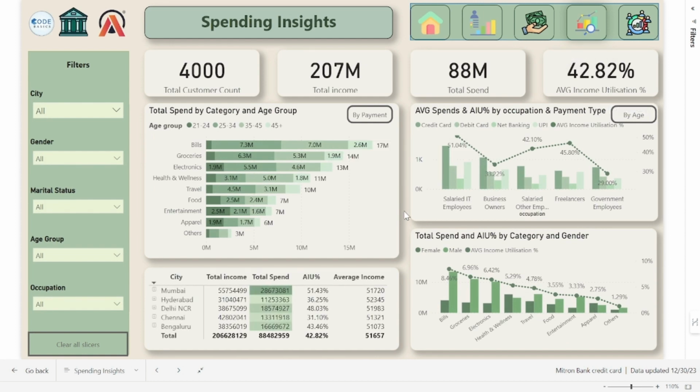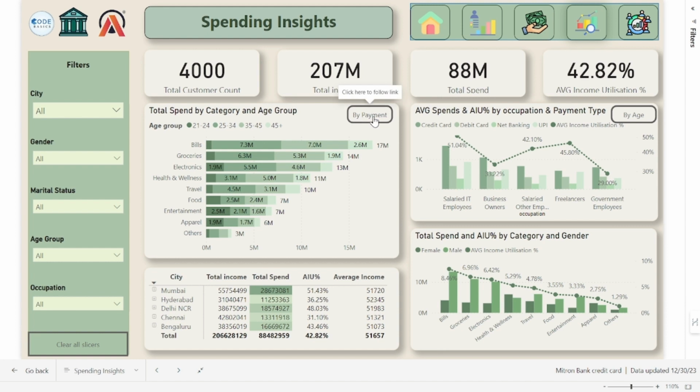This is the spending insights report. At the top we have the same KPIs, and this chart shows the total spending by category of different age groups. Looking at this chart, we can say that the 25 to 34 and 35 to 45 age groups are the highest spenders throughout the different categories.